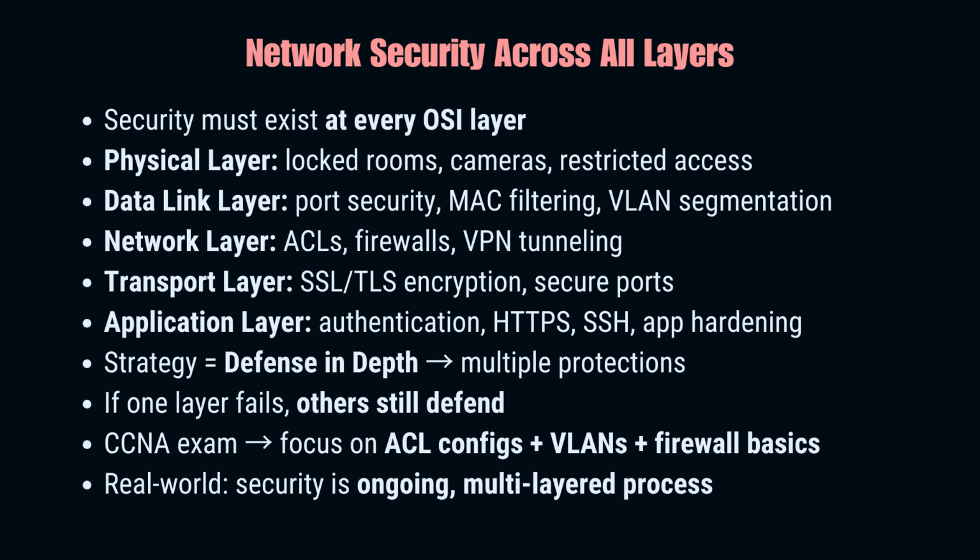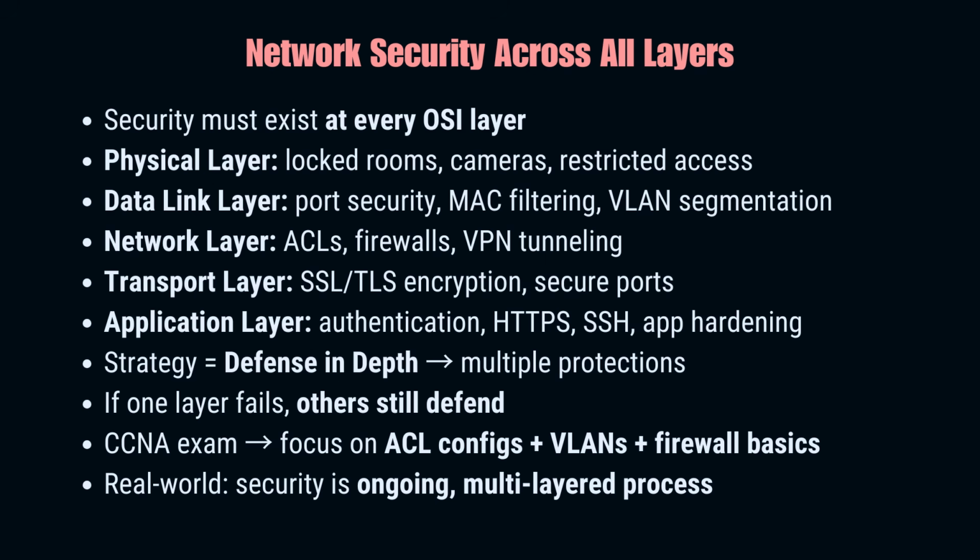Security isn't a single technology. It's protection at every OSI layer. Physical security means locked server rooms and protected cable runs. Someone with physical access can compromise any network. At the data link layer, switch port security limits which MAC addresses can connect to each port. VLANs segment networks, isolating different types of traffic.